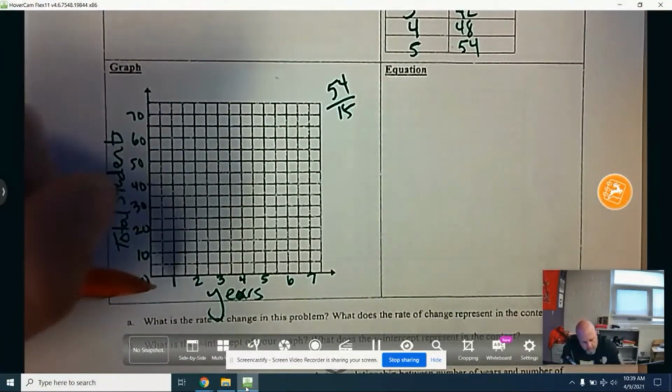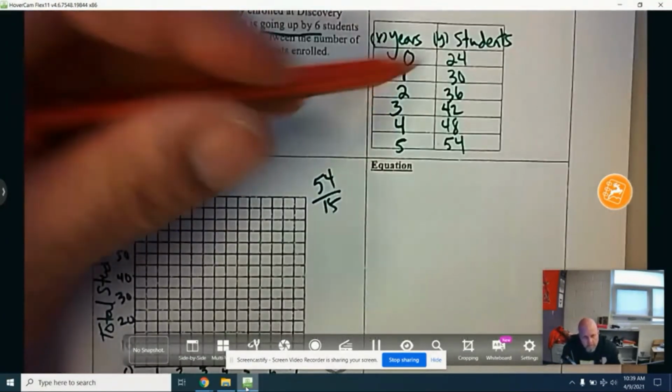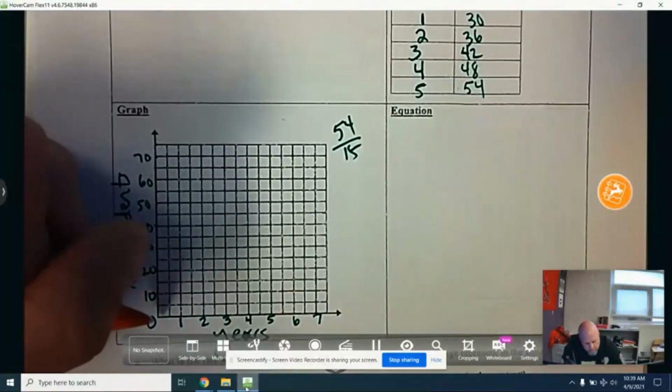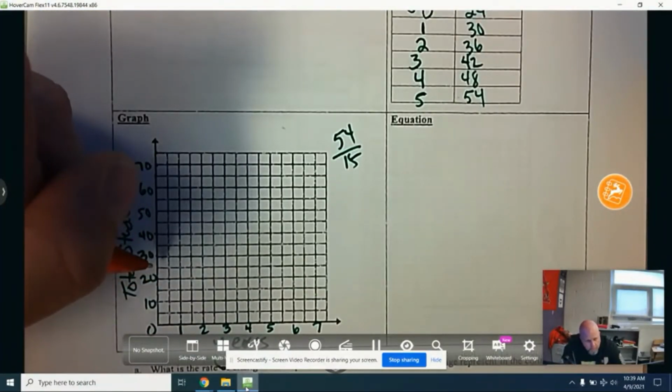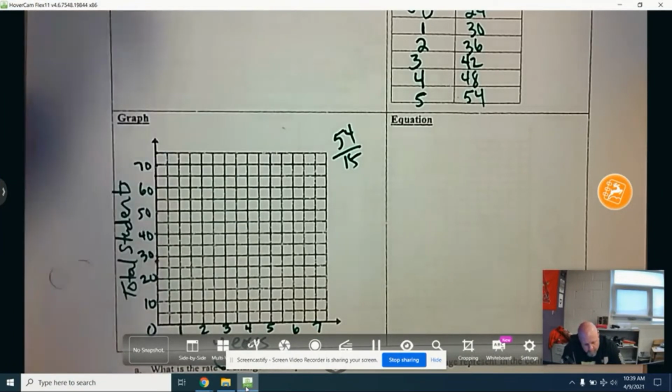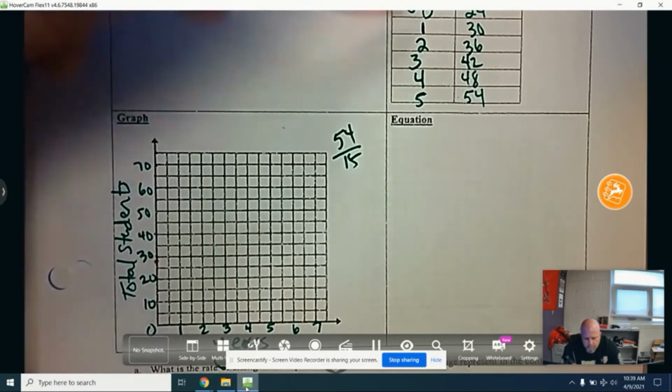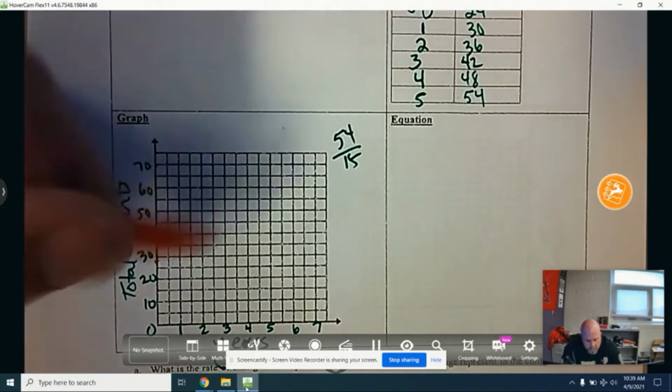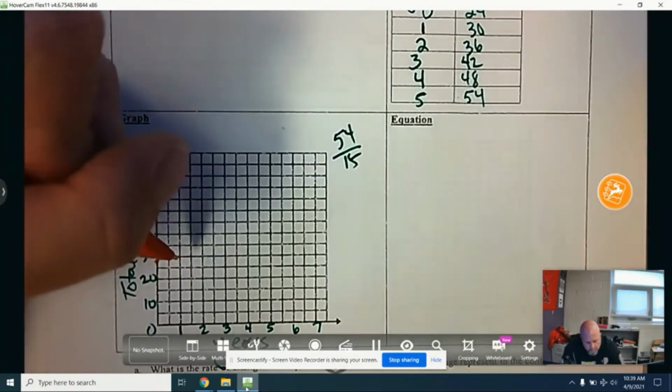Okay, so I come over here and I see my table, 0, 24. So I'm going to go up to 0, 24. I know this box is 25, so I'm going to go right before it. Put my point, 0, 24. Okay, at 1, we're at 30. So go up to 1.